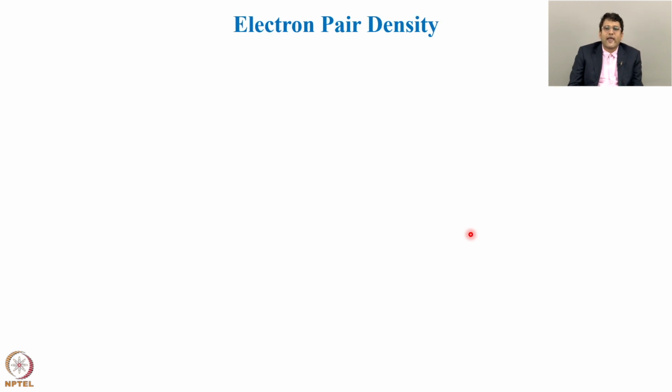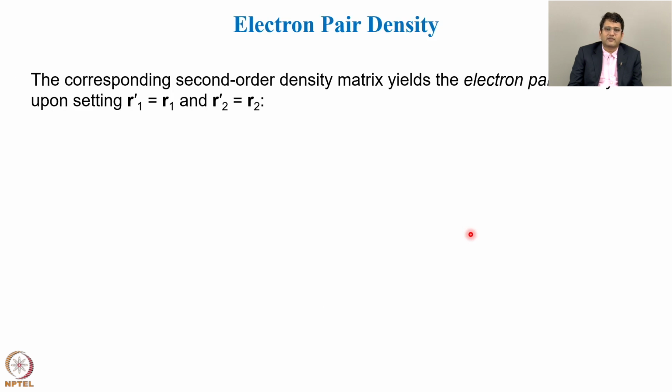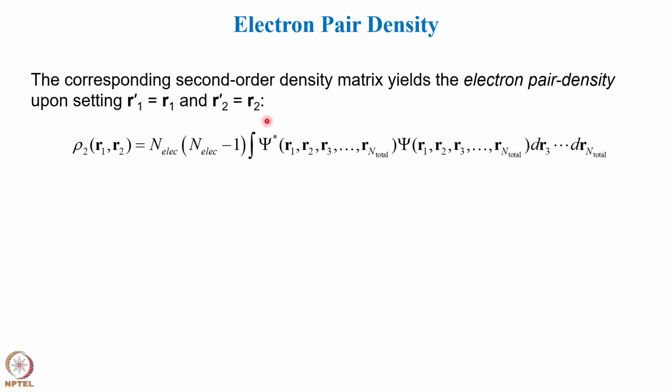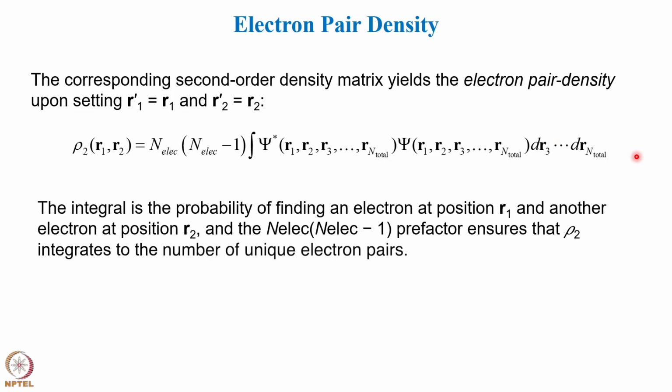Now, the way I have generated density from the one body reduced density matrix, if I set R1 dash equal to R1 and R2 dash equal to R2 in the two body reduced density matrix, I will get the electron pair density, or rho 2. So, here you can see R1 is equal to R1 dash, R2 is equal to R2 dash. From R3 to Rn total I have integrated out all the possible coordinates. So, this integral is the probability of finding an electron at the position R1 and another electron at the position R2, and the N times N minus 1 prefactor ensures that rho 2 integrates to the number of unique electron pairs.